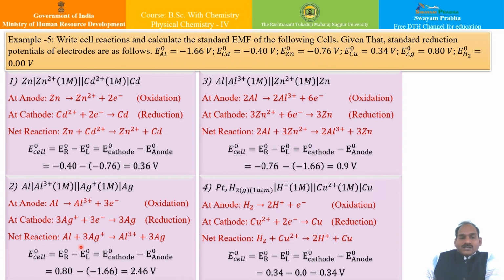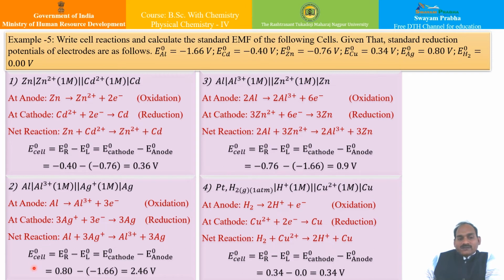So the overall reaction is represented by this particular reaction. Aluminum is releasing 3 electrons. Those 3 electrons are absorbed by the silver ions, and now aluminum ions are released into solution, and 3 silver atoms are being deposited at the right hand side electrode, that is the cathode.